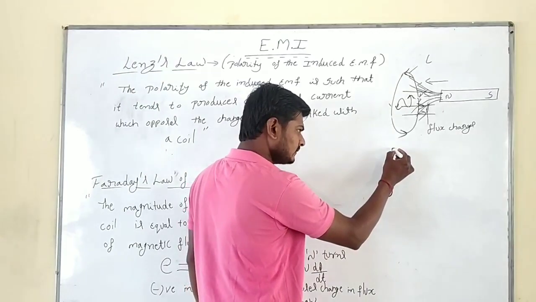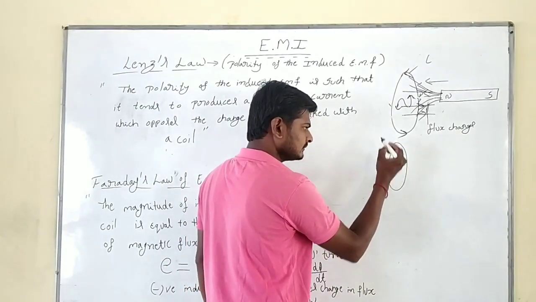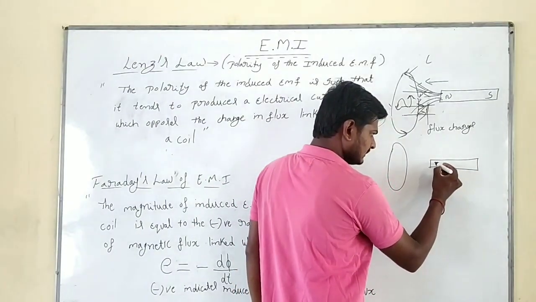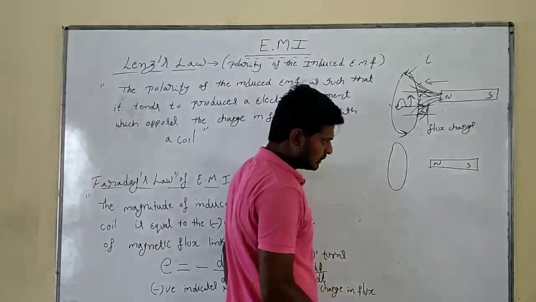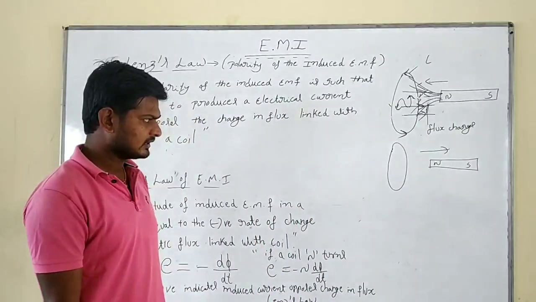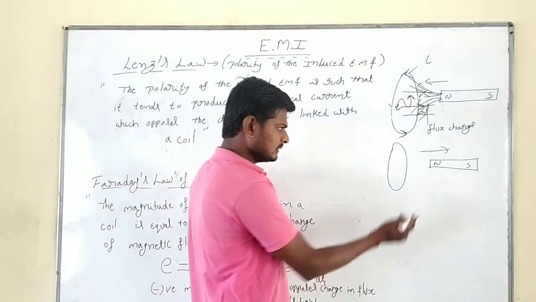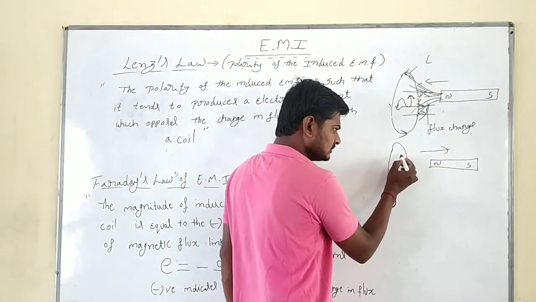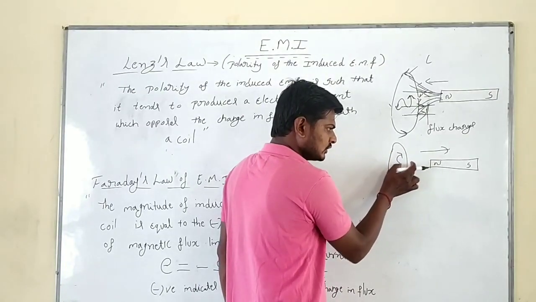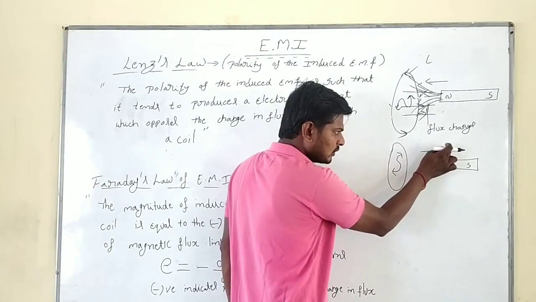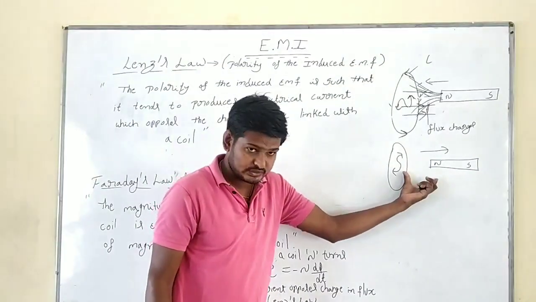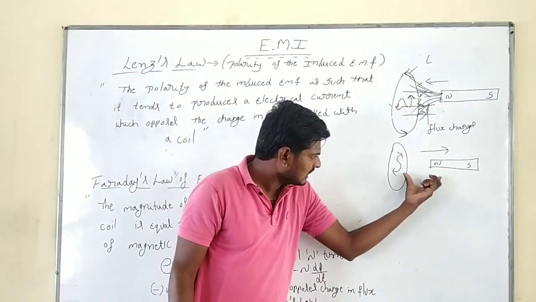Same way, when I am going to take a coil, when I move the magnet away from the coil, listen, here what will happen? Here north pole, this is going to become what? South pole. Because north and south, what will happen? Attract each other, but we are doing work against the field. North and south will attract each other, but we are moving against the attraction.